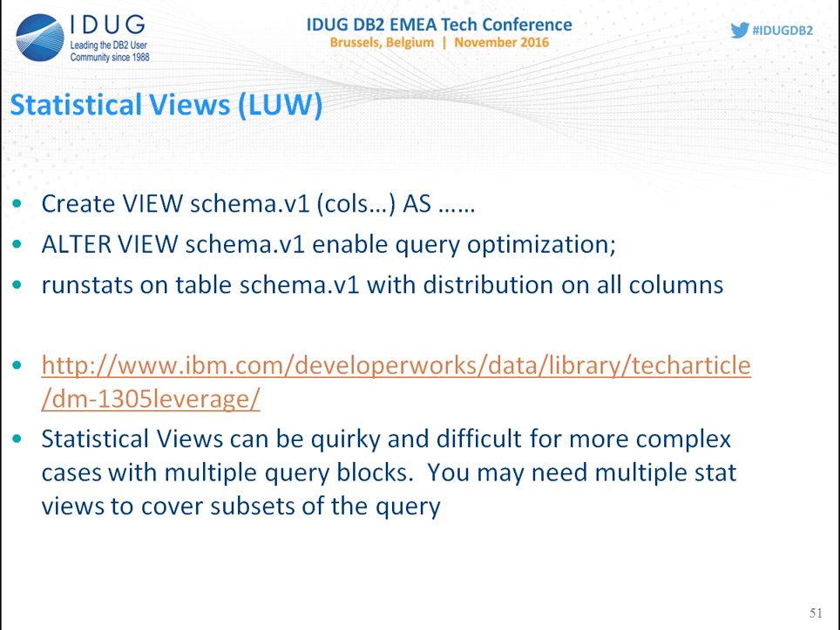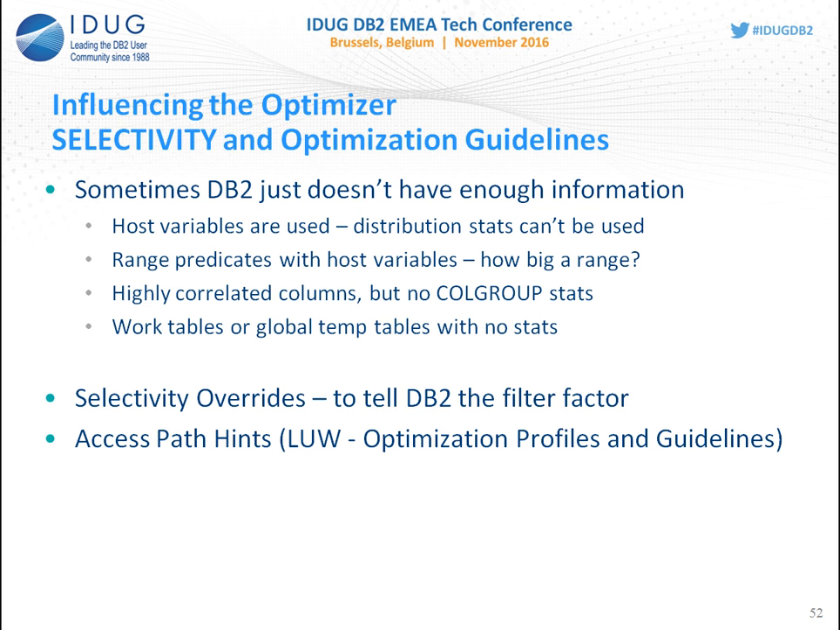So finally, we've tried everything. We've collected all kinds of statistics, but sometimes DB2 still doesn't have enough information. Again, range predicates. How big a range are you asking for? I didn't collect column groups on everything that I might have predicates where they might be related, but someone's created a query that uses them. If I have work tables or global temp tables, how many rows are in it? The optimizer doesn't know. So if everything fails, we can do selectivity overrides and tell DB2 the filter factor.